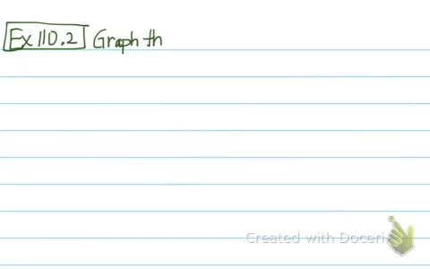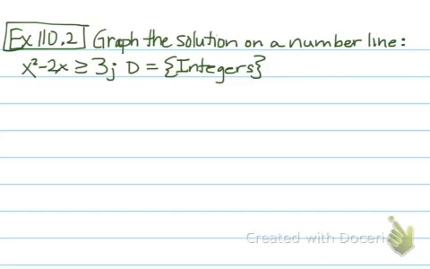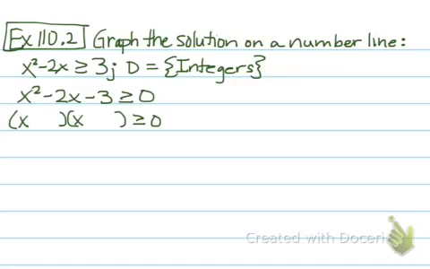Okay, one more example. Graph the solution on a number line. X squared minus 2x is greater than or equal to 3. The domain is integers. So the first thing you want to do is write this in standard form, and then we can factor it. So we know we have x at the beginning. We need two numbers that multiply to give negative 3 and add to give you negative 2. So those numbers are going to be negative 3 and positive 1.